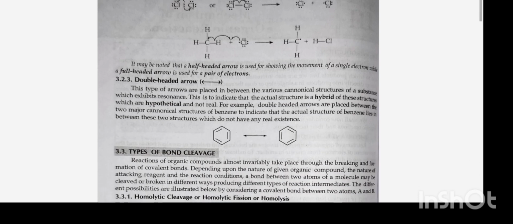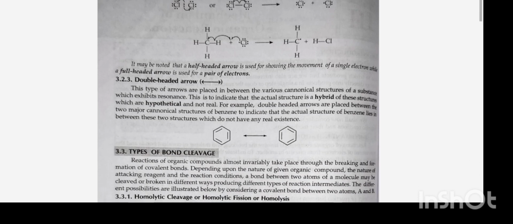Half-headed arrow. As we will discuss in section 2.3, sometimes a bond between two atoms breaks in such a manner that each atom gets one electron of the shared pair. To represent this type of symmetrical bond breaking and bond making, half-headed arrows are used as shown. It may be noted that a half-headed arrow is used for showing movement of a single electron, while a full-headed arrow is used for a pair of electrons.